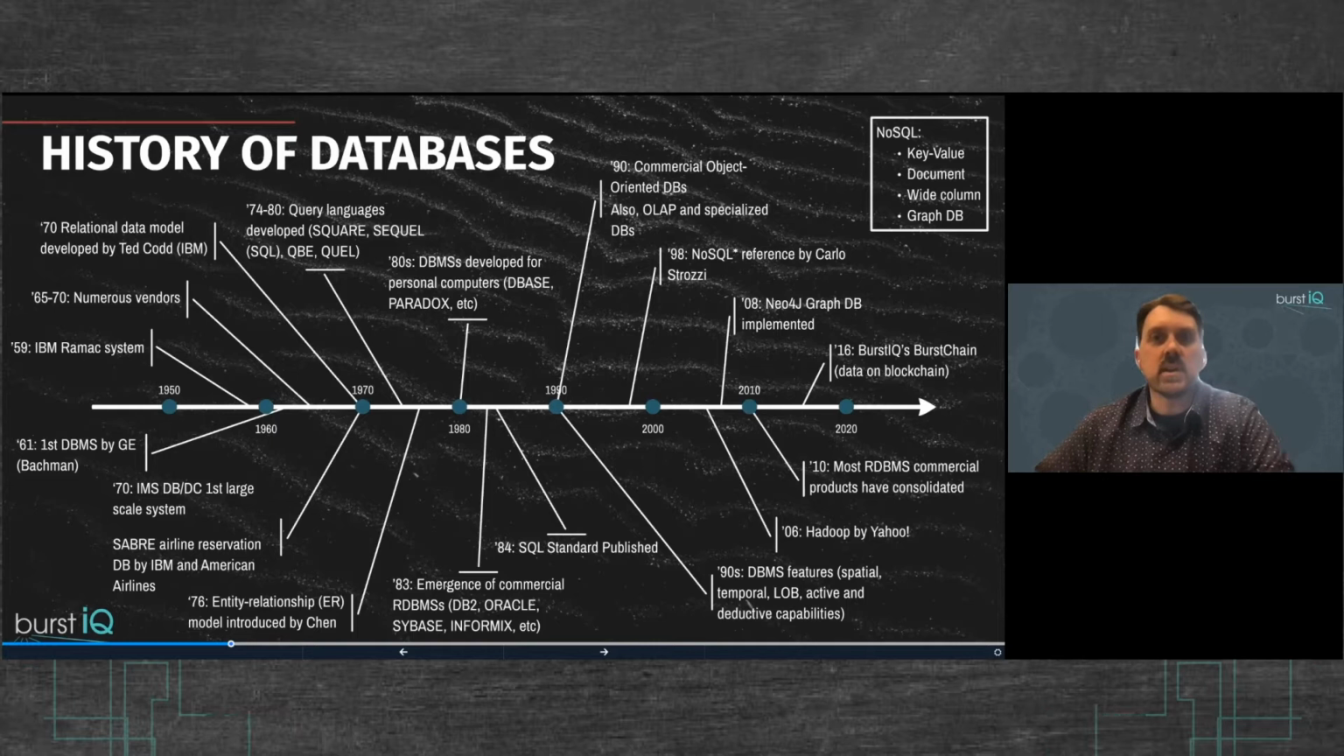The object-oriented database came into being in 1990, just as object-oriented languages were hitting their stride. Then you start seeing where the evolution today occurs. In 1998, the first reference to NoSQL by Carlos Strozzi in a paper came out. Then you see the evolution of key value pair document stores, wide column databases, and graph databases. In 08, Neo4j, one of the front runners in graph database technology today, had their first implementation.